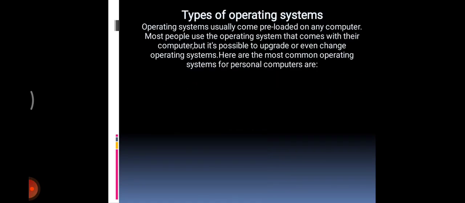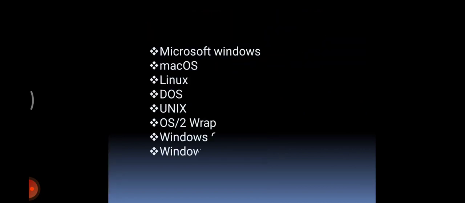Then, types of operating systems. Operating systems usually come preloaded on any computer. Most people use the operating system that comes with their computer, but it's possible to upgrade or even change operating systems. Here are the most common operating systems for personal computers: Microsoft Windows, Mac OS, Linux, DOS, Unix, OS/2, Windows 95 and 98, and last Windows 2000.